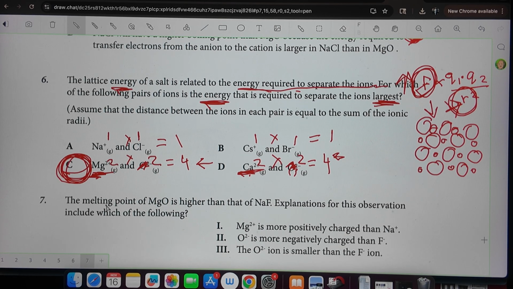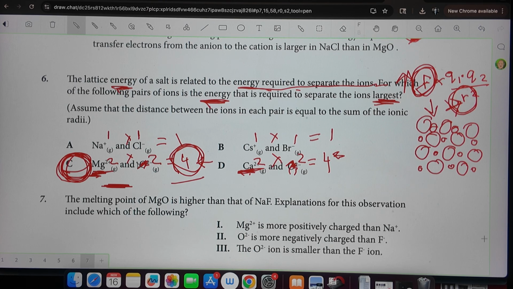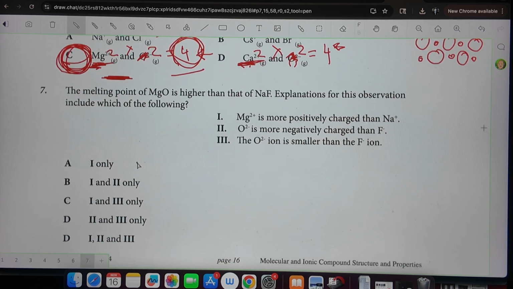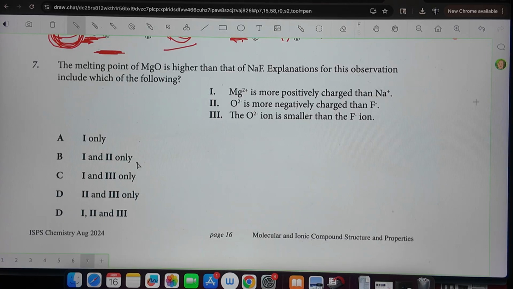Okay. Although out of all 4 of them it has the highest charge, it has the smallest distance in between. That's the big idea. That's the whole idea with Coulomb's law of attraction.